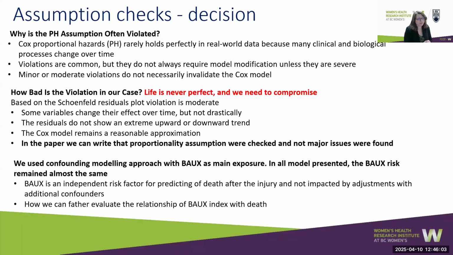How bad is the violation in our case? I think we can compromise. It's moderate to low, and the results in the stratified model and the actual model didn't change much. So for me, I would publish this paper with the Cox model, and this is what I usually write. In the paper, we can write that the proportionality assumption was checked and no major issues were found. It's not perfect, but I did everything I possibly could. I checked a lot of things and I say, this model is fine, I can live with it, we can publish it. I'm confident that this is the best model we can do.